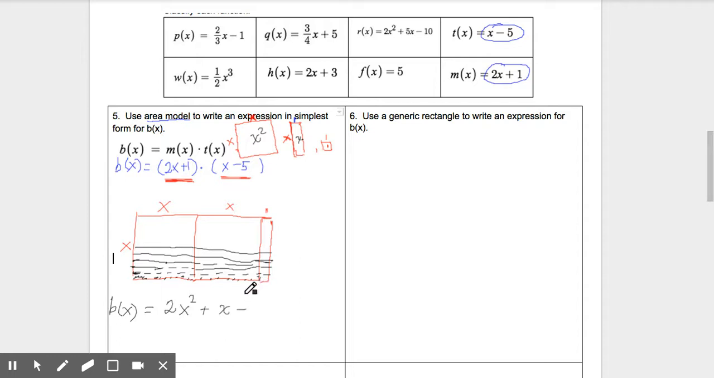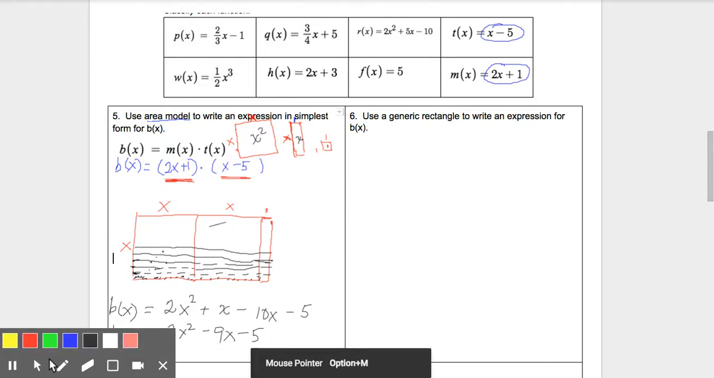And then we started cutting off. So that means we have to subtract. And we subtracted 1, 2, 3, 4, 5, and then 5 in here too. So that means we subtracted 10 x tiles. So minus 10x. And we also subtracted these 5 units. So minus 5. Therefore, if we clean this up, b of x is equal to 2x squared minus 9x minus 5. This is the expression that we're looking for, b of x.